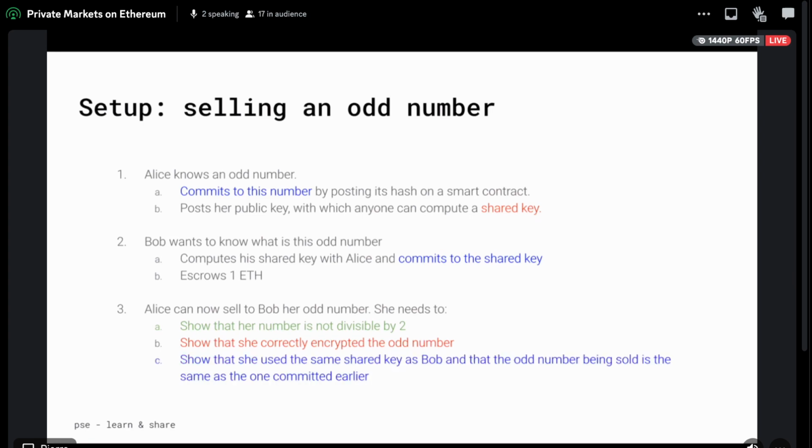And then the blue proof, the commitment proof: she shows that she used the same shared key as Bob, and that the odd number that is being sold is the same as the one committed earlier. So Bob is now sure that he's buying the odd number that Alice committed to earlier. So that's how those three different primitives, the assertion proof, the encryption proof, and the commitment proof, all come together to sell this odd number.